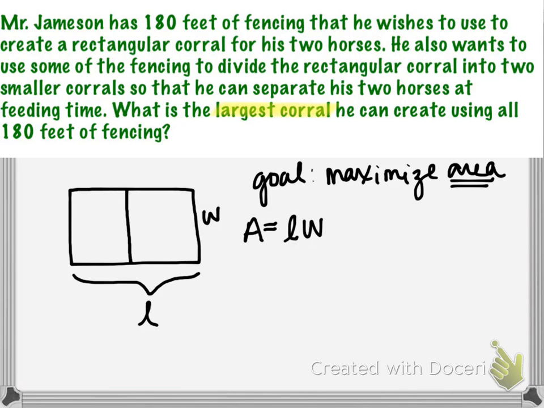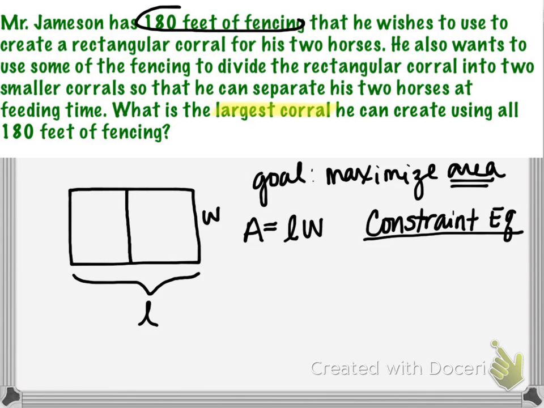Now the problem with this equation is that we have too many variables. This would be an equation in two variables. We have two inputs, length and width, and then our output of area. So we want to eliminate a variable. And usually we have some sort of a constraint that we're working with. So we want to write what I call a constraint equation, or it's a second equation that involves the variables in the problem. So when you reread the problem, you'll notice that we have not used the fact that he's limited to 180 feet of fencing.